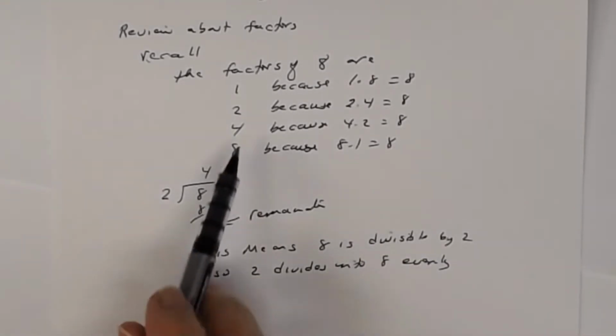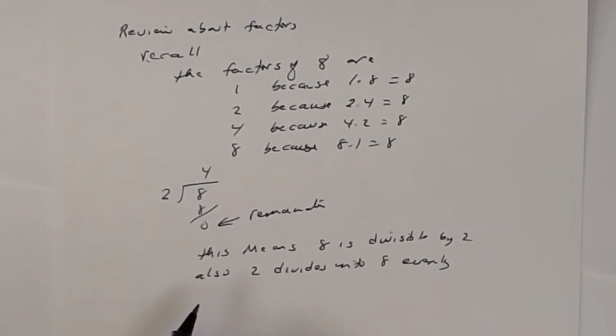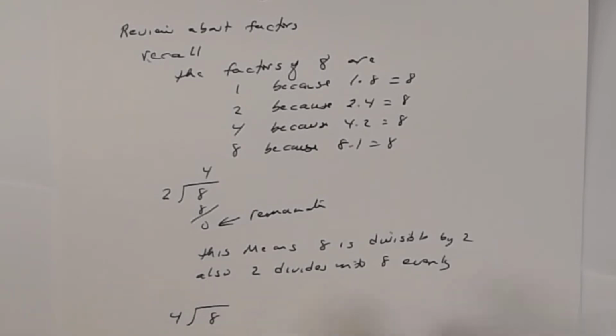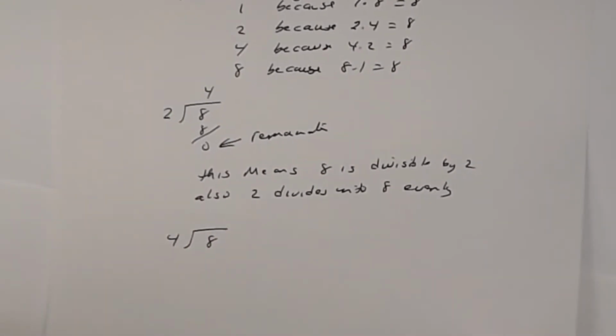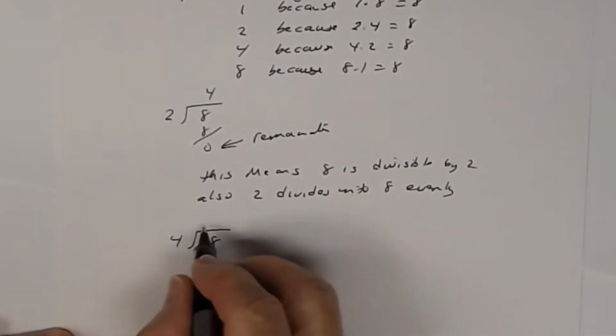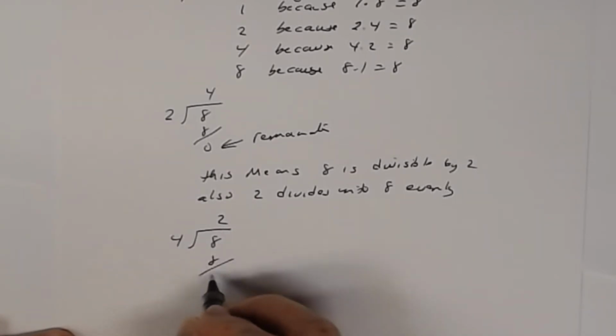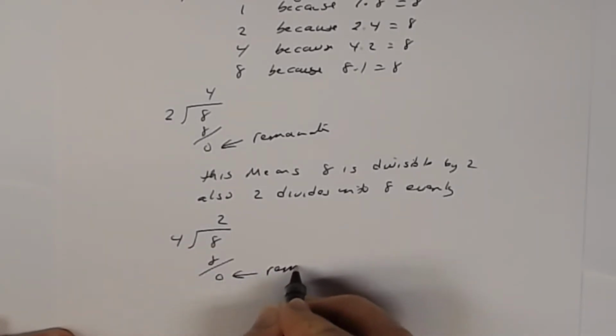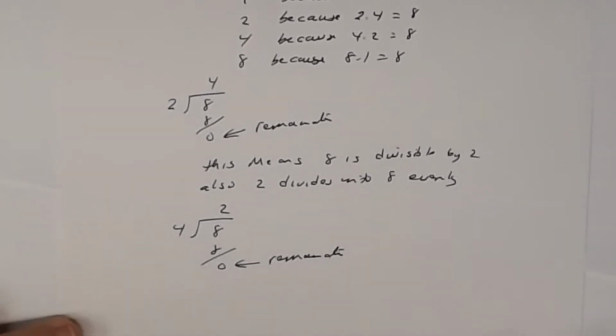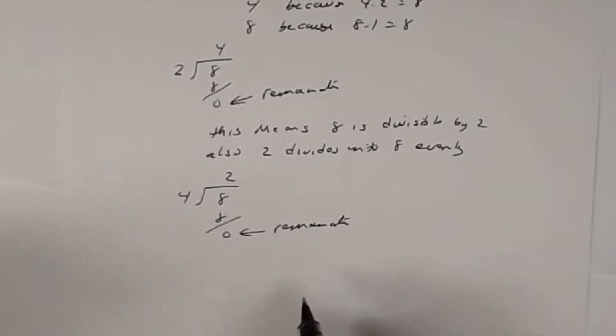In fact, we can say the same thing for all of these. Couldn't we say that 4 divides into 8, and I better get a remainder of 0, right? 4 into 8 is 2. 2 times 4 is 8, remainder of 0. So if a number is a factor of another number, and you do long division, you will get a remainder of 0.